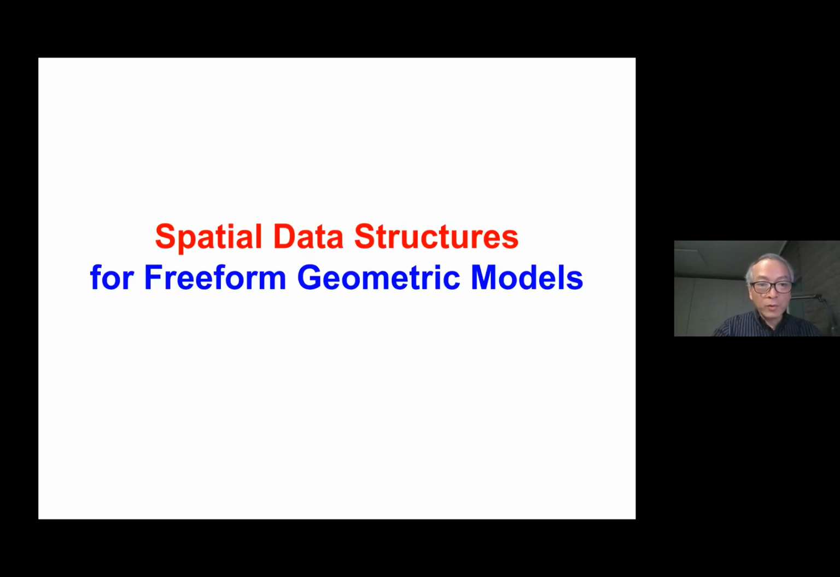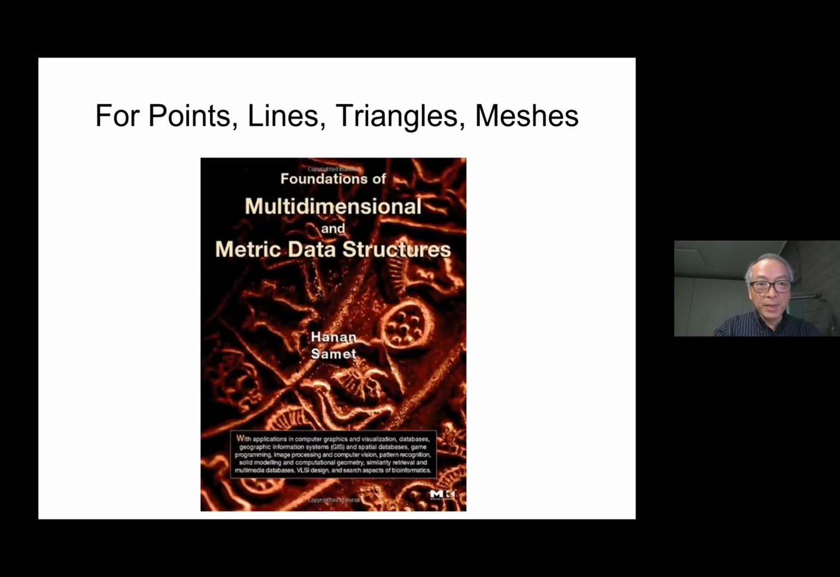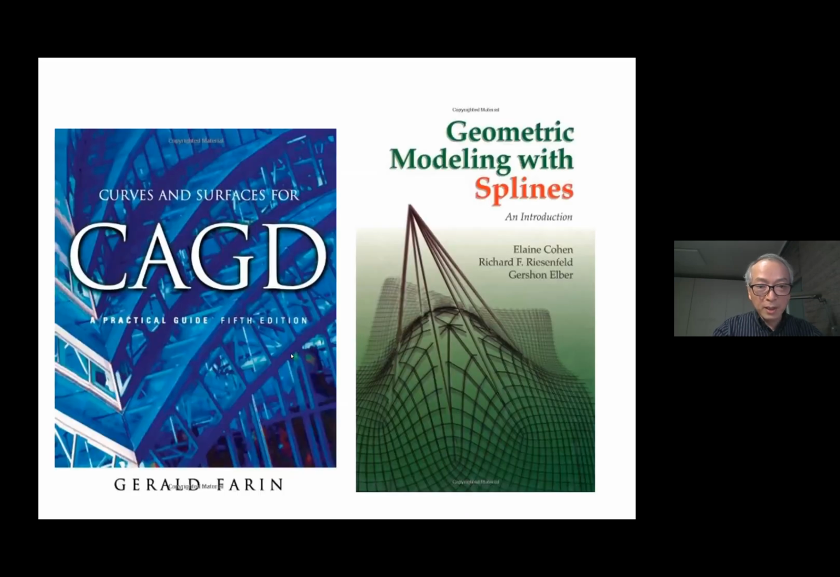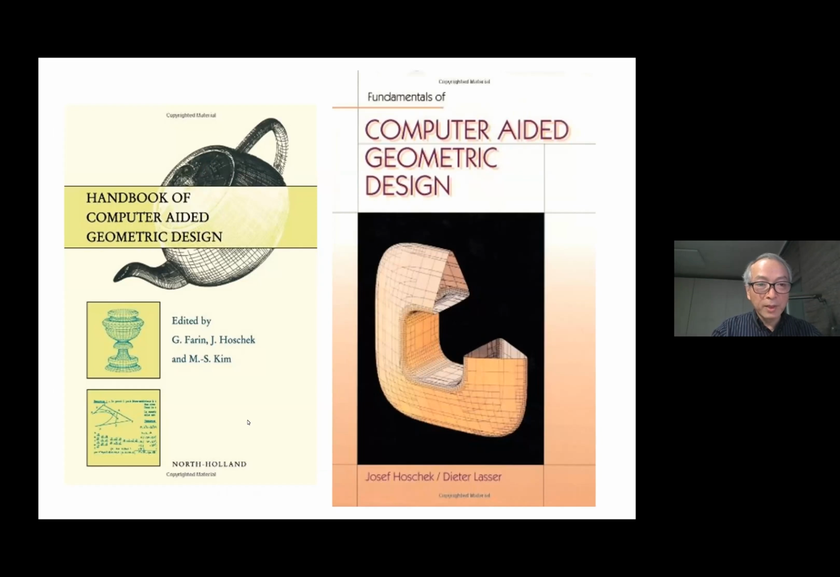Okay, so at the core of this improvement is special data structures for freeform geometric models. Data structure is the main thing for geometric algorithms for discrete objects. This whole book is about spatial data structures. But in CAD, for the representation or processing of freeform geometric models, we have not really done much on data structures. Even in these two famous standard textbooks for CAD, we don't have any chapter or section on data structure. Even in this handbook that has more than 30 chapters, we have no chapter on spatial data structure.